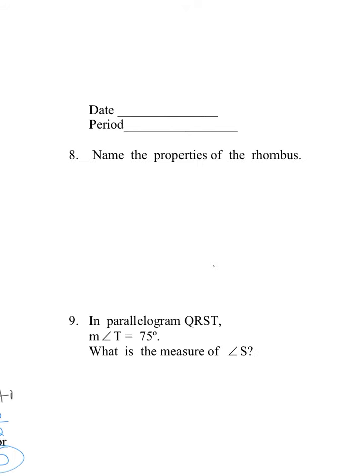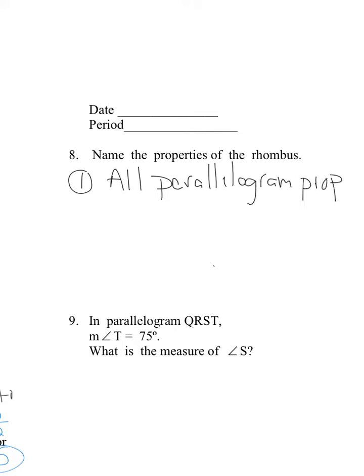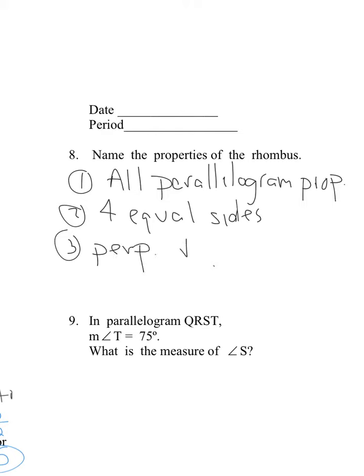All right, number 8. Name the properties of the rhombus. So, I have the paper right here. All parallelogram properties. What's the main one that takes it from a parallelogram to a rhombus? 4 equal sides. And then the other 2 that are important, but you don't always think of as much. Perpendicular diagonals.